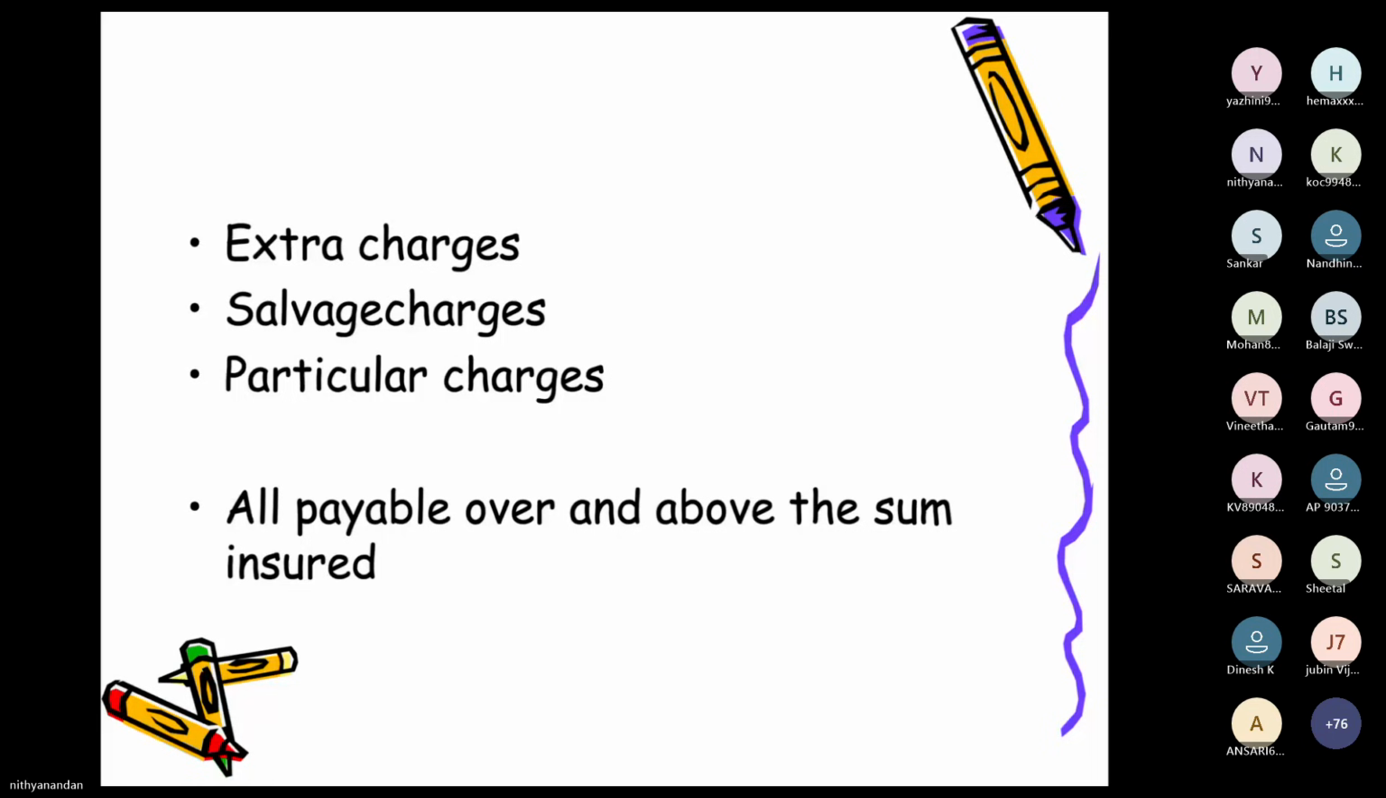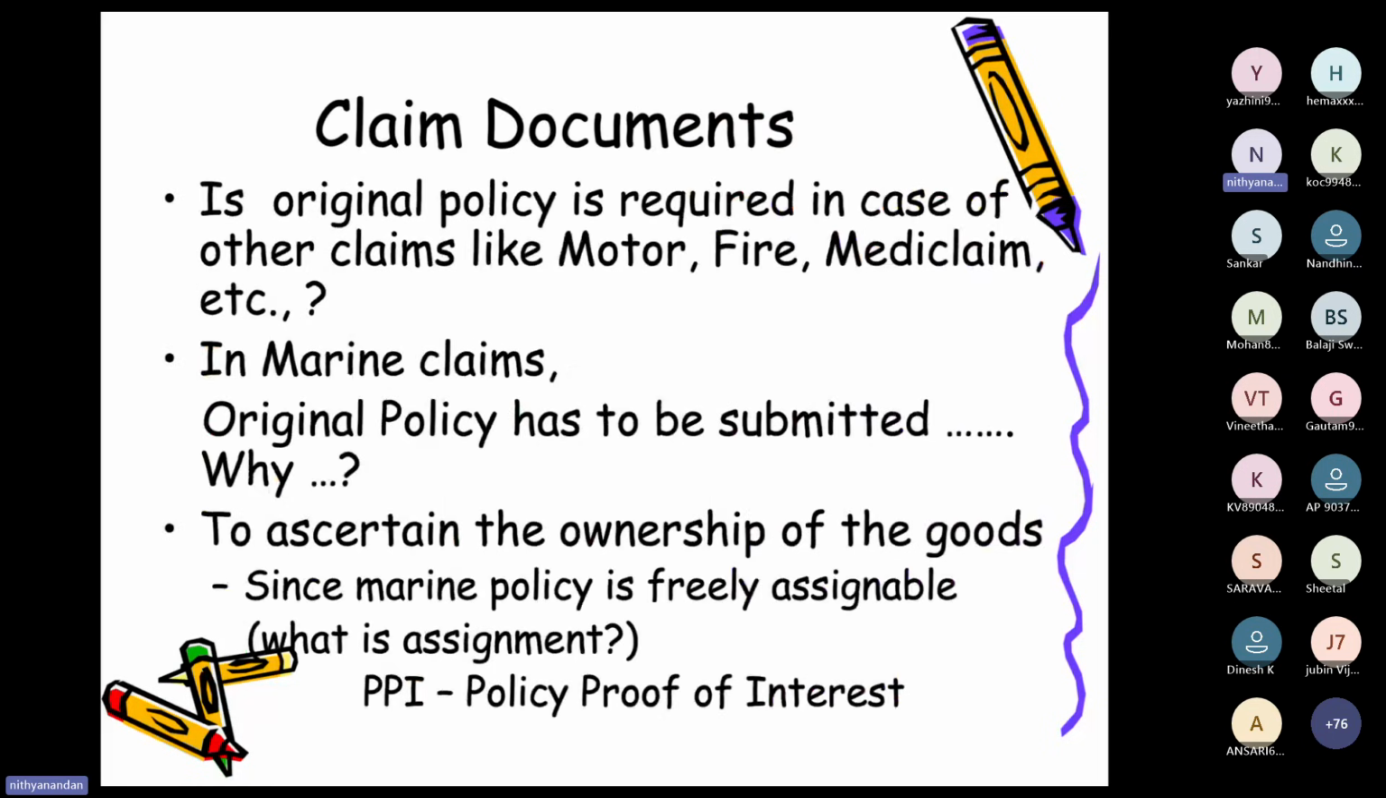Claim documents. Original policy is required for marine claims because, as we discussed, marine policy is freely assignable. To know who is the real owner at the point of loss, we need to see the policy, because the policy might have been assigned to somebody else. So to know who is the real owner when the loss happened, for that purpose, we require the policy.